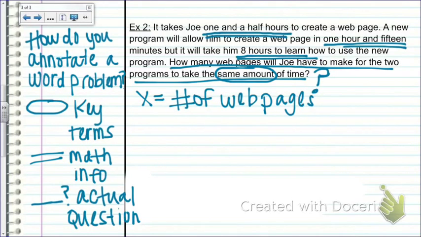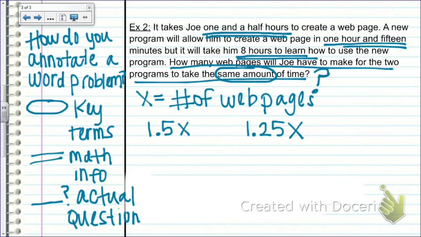Okay, so let's write an expression to represent his old program. If it takes him 1.5 hours per page, how would we represent that? Jen? X times 1.5. Or another way of writing that is 1.5x. Is it okay that we converted it to a decimal? Yeah, it's totally okay. And then we're going to write an expression for the new one. If the new one takes an hour 15, how would we write that as a decimal, Faith? 1.25 per page, so 1.25x.